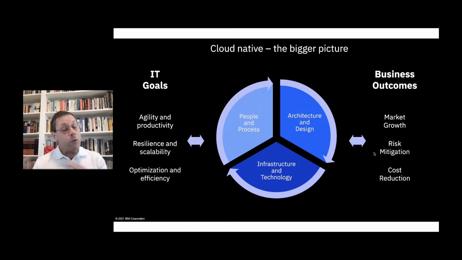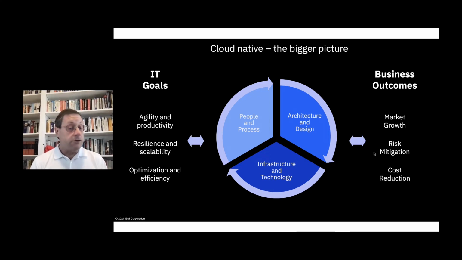Often, though, the way this would play out is that there would be a corresponding set of IT goals that would, in some sense, map to those business goals. For getting to the point of having market growth, it really means being able to better deliver new features that your customers want to those customers faster, more quickly than your competition. That means you have to improve your agility and your productivity to be able to deliver those features faster and more effectively.